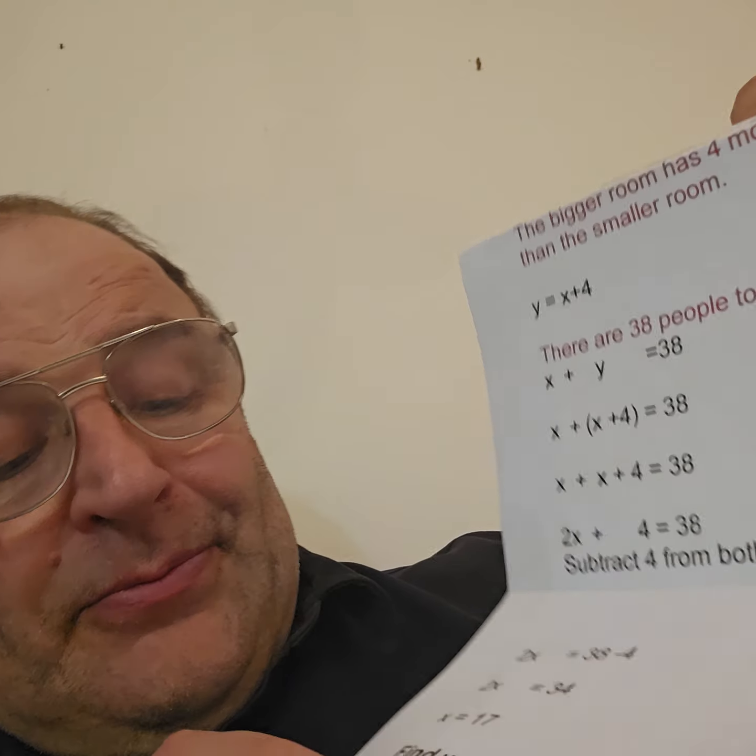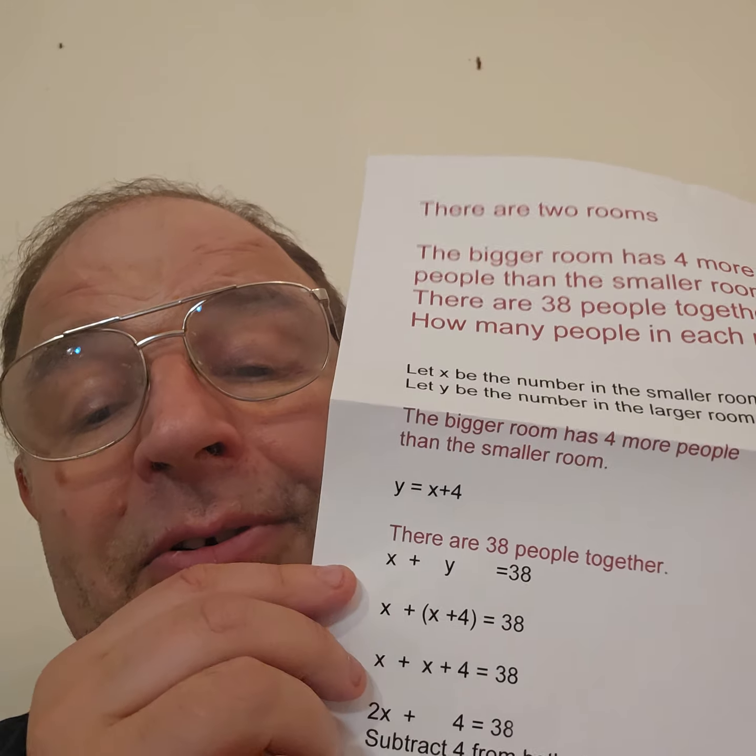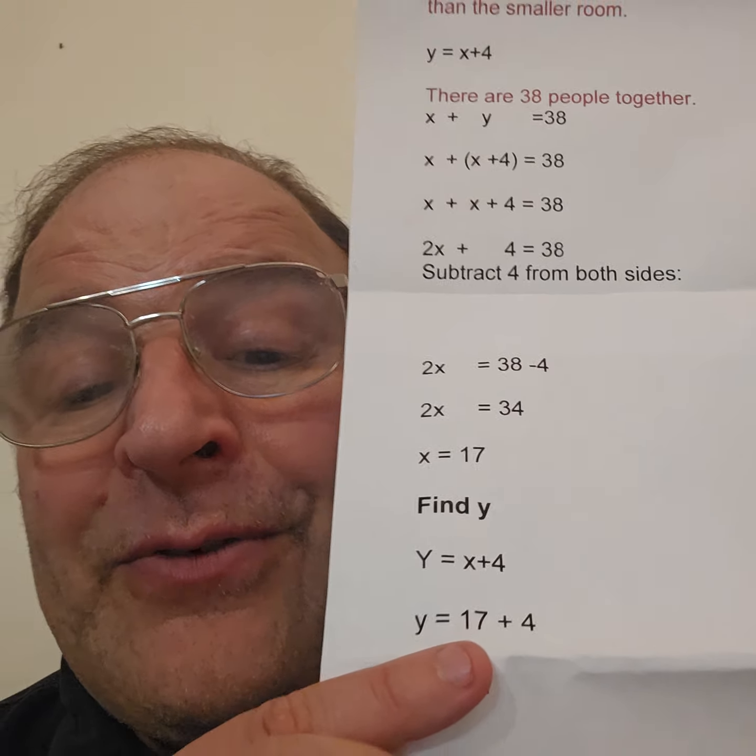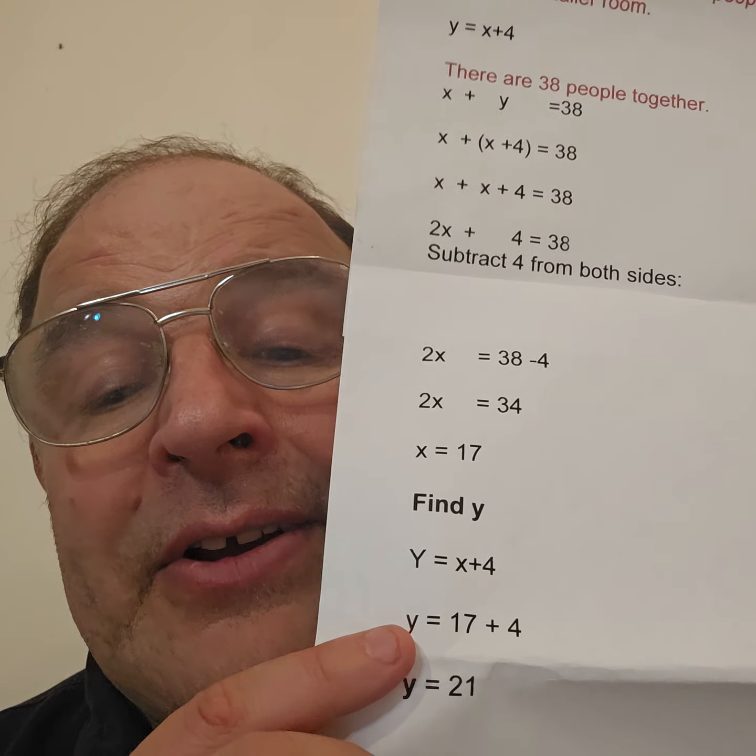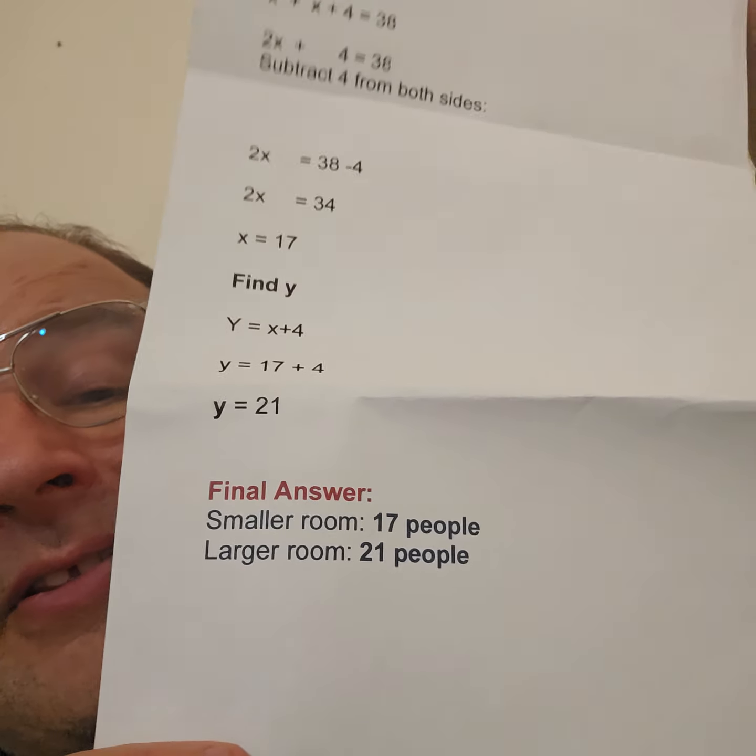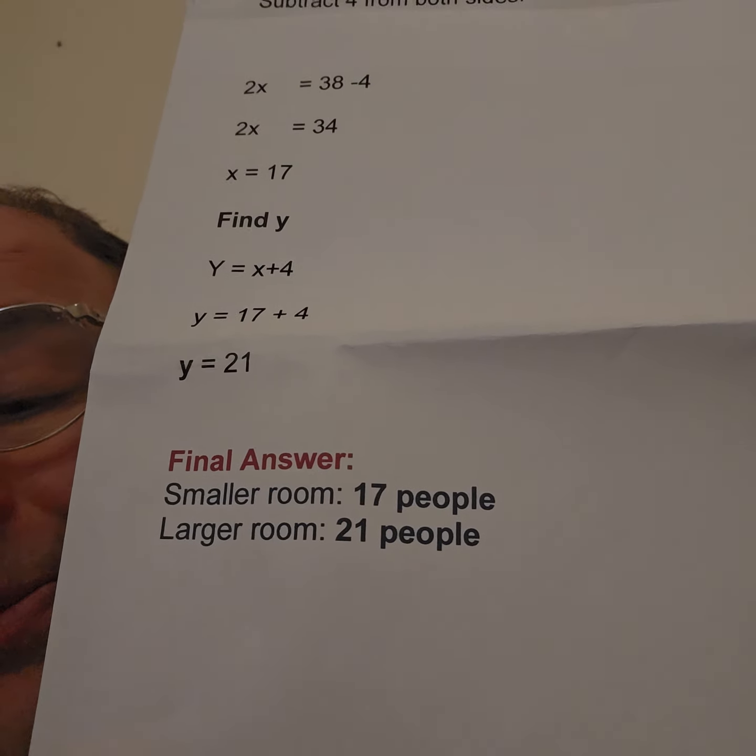X equals 17. Remember at the beginning we said let x be the number in the smaller room. The smaller room has 17 people. And remember higher up, right at the top we said y equals x plus 4. Well, we know that x is 17. We've just solved it. So over here, where we see x plus 4, we substitute a 17 in for x, because now we know x is 17. Y is 17 plus 4, so y is 21. So there's our answer: 17 in the smaller room, 21 in the larger room.